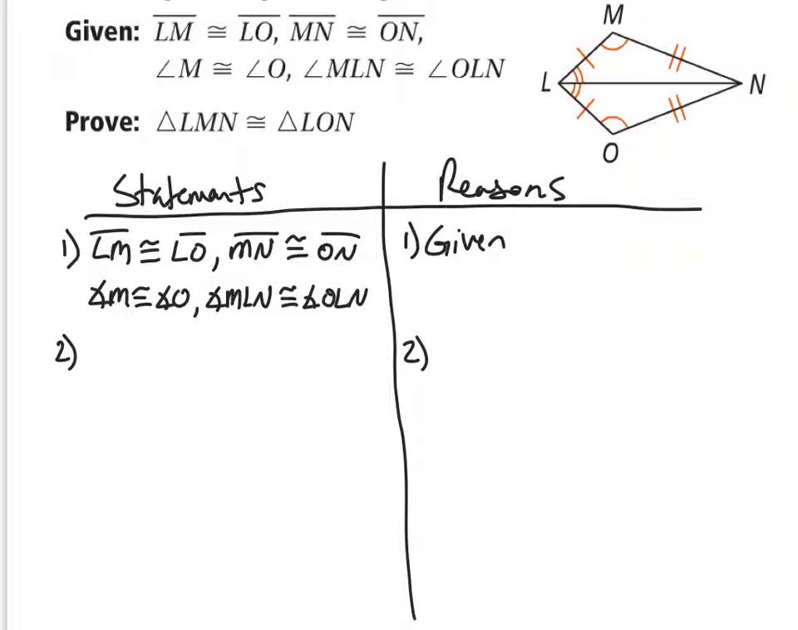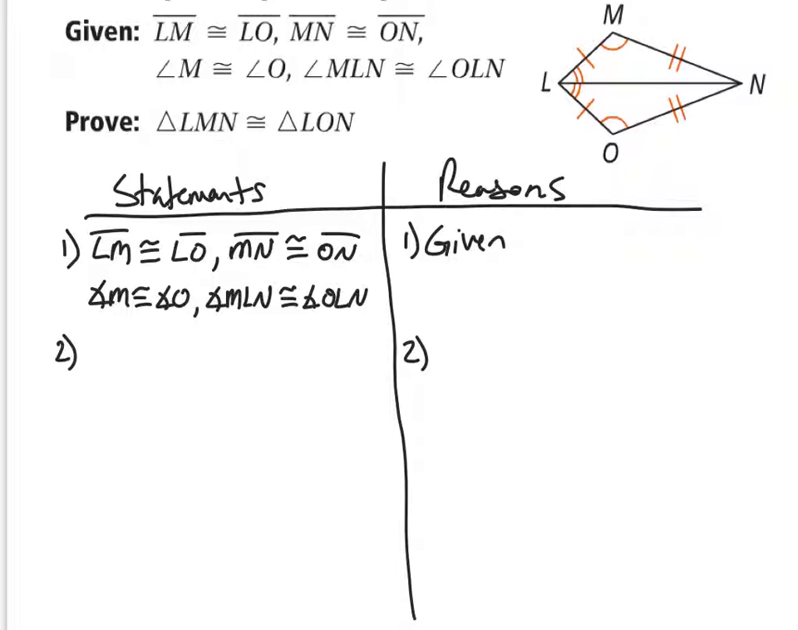Okay, so looking at our givens, all the givens are now marked in the diagram. So how many sets of corresponding parts should we end up with in this problem to show that the triangles are congruent? 6. Remember, 3 sides and 3 angles. How many sides do we currently have? 2. How many angles do we currently have? We currently have 2 sets.